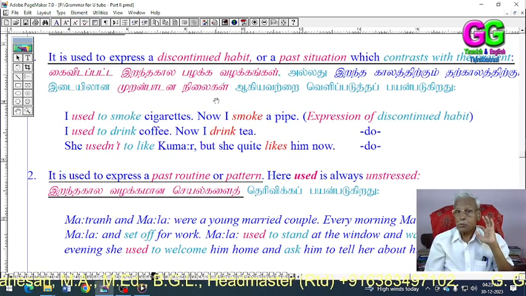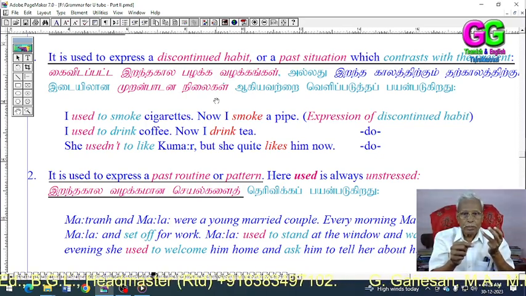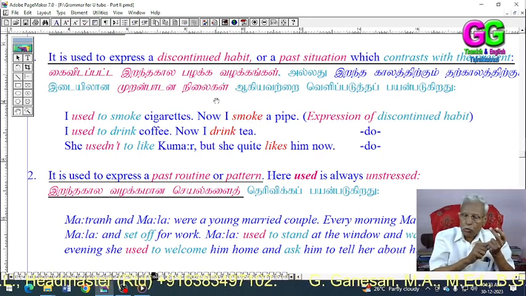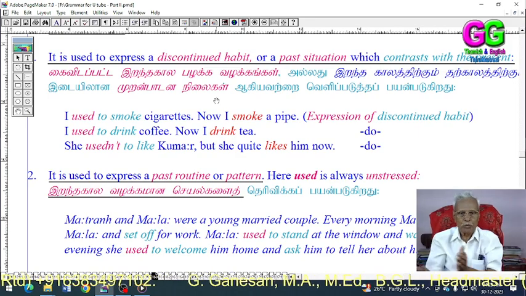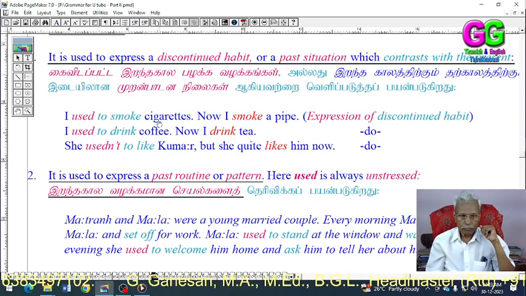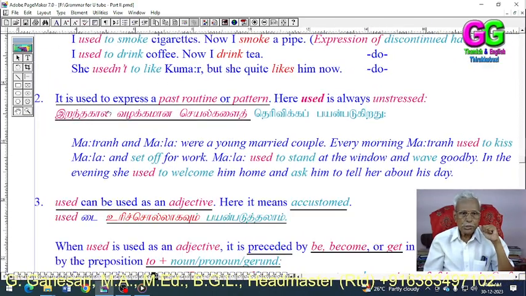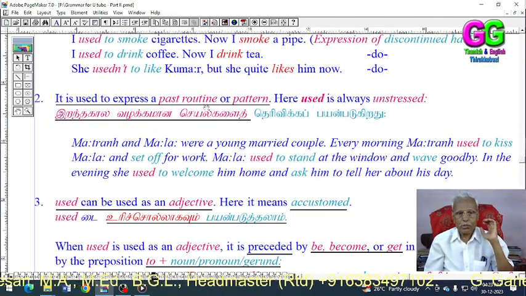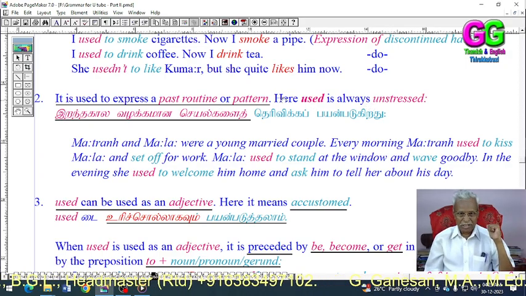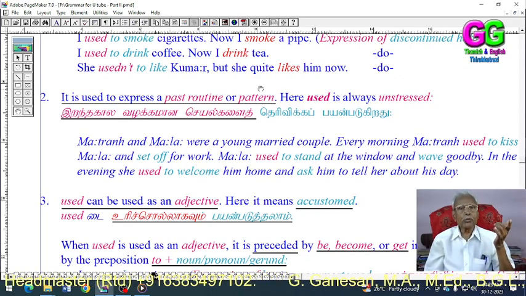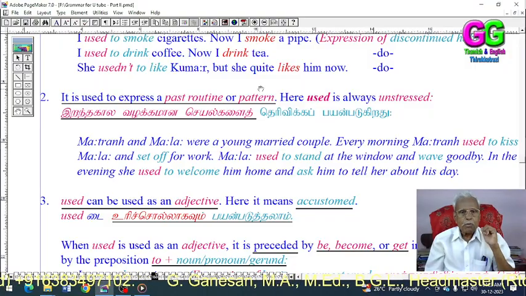So it is used to express these two habits: one, to express discontinued habits; the second, to express the contradiction between the past and present actions or states. Second use: it is used to express a past routine or pattern. Here used is always unstressed. Used is used to express past routine work.